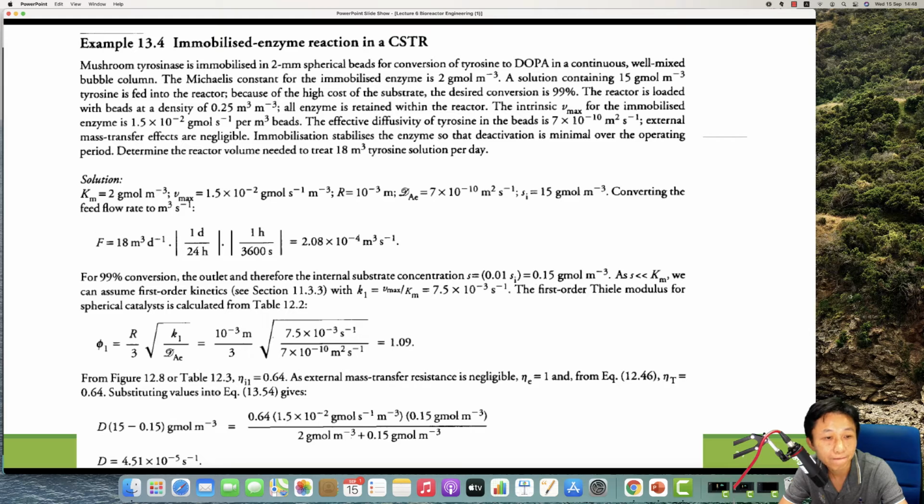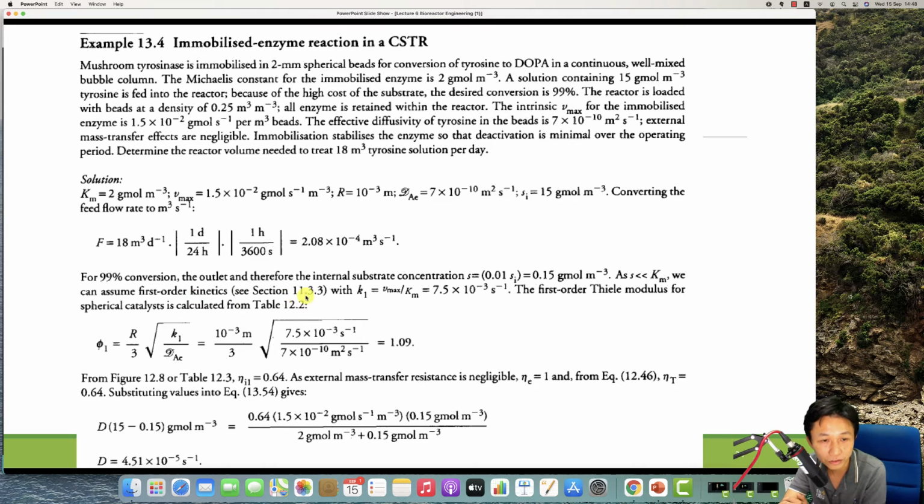You just follow this calculation maybe. F, okay, you transfer to this one, cubic meter per second. Okay, you just use this one. Convert this to per day, in cubic meters, for 99% conversion.